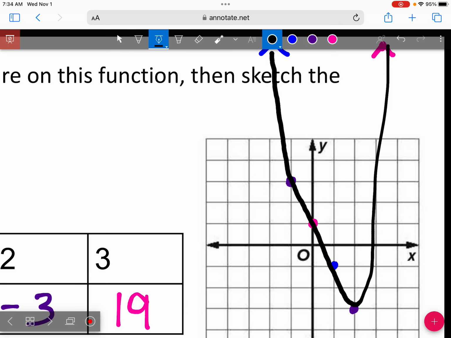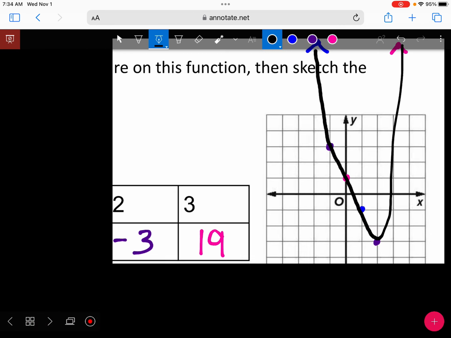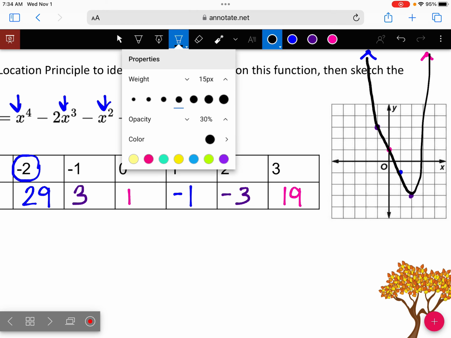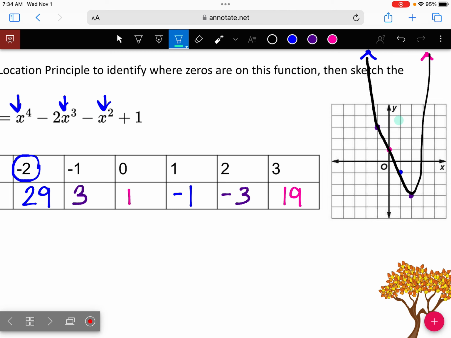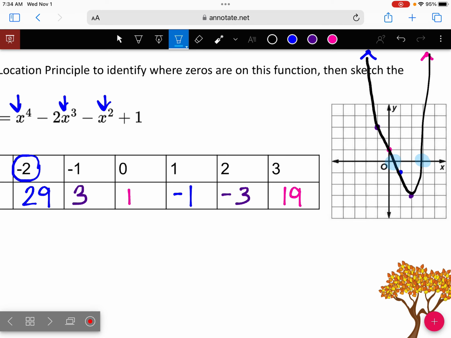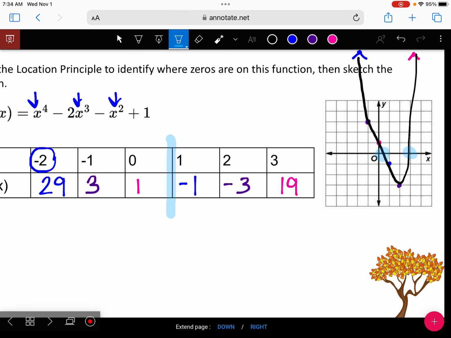So what we're asked to identify is where our zeros are. If we look at our table or if we look at our picture, how can we tell where the zeros are? Well, on the picture, I got it in blue to see, there are x-intercepts, right? When we're looking at our table, it's where they change from positive to negative or negative to positive.